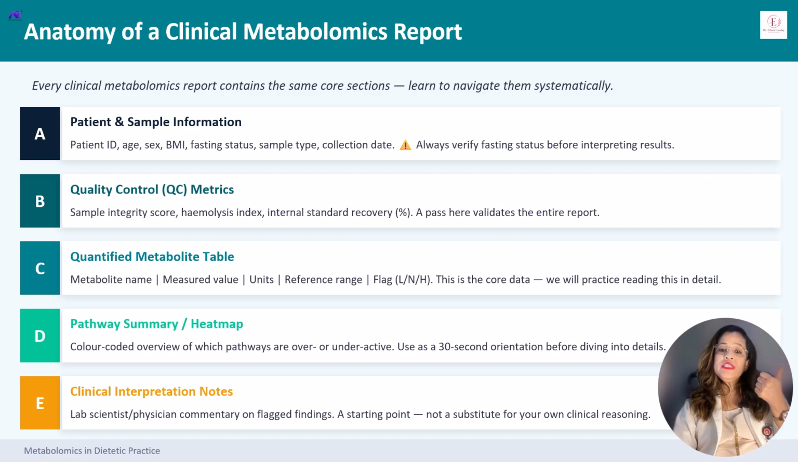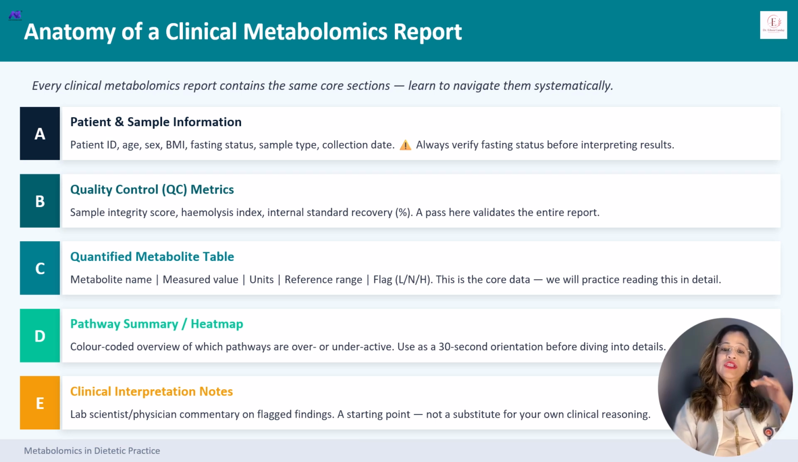Section C will give you the metabolite table, and it will show the flag system. That is, L is below reference range, H is above reference range, N means normal range. Not all the flags are clinically significant. You have to assess it in the context of the patient and in the context of the whole panel itself. Now, some labs use percentile ranking, so some labs will say 82nd percentile, or they will give you the reference range of the population.